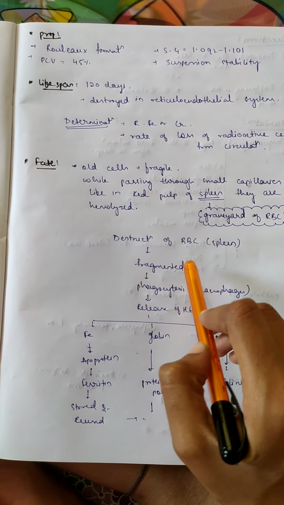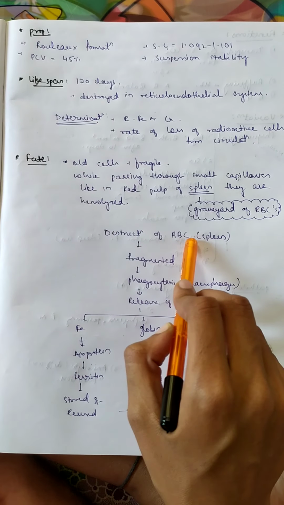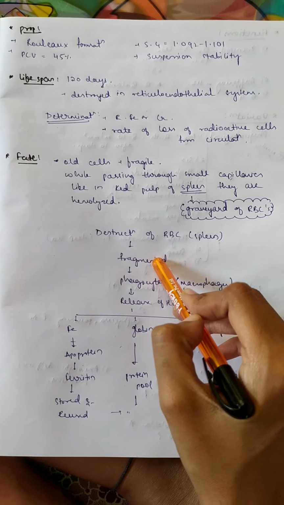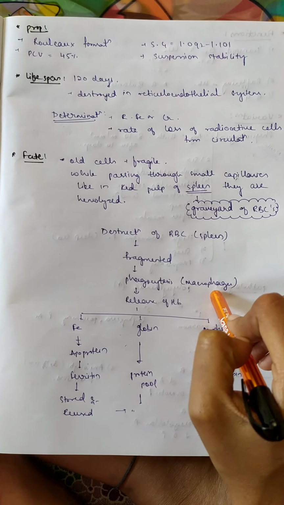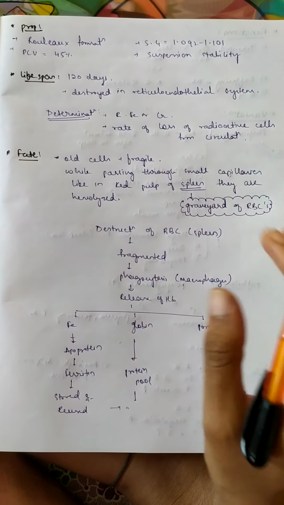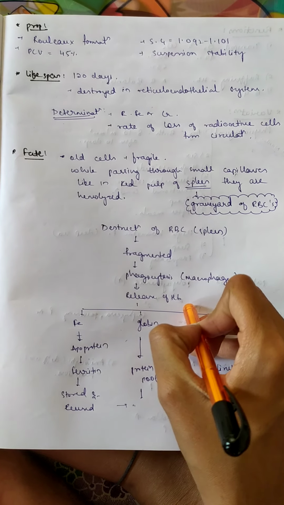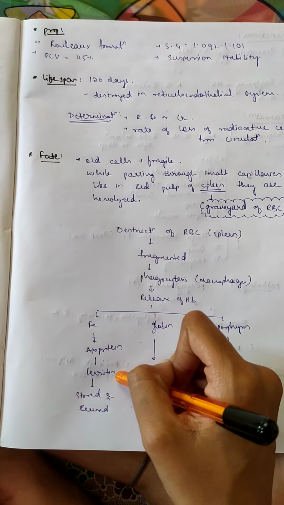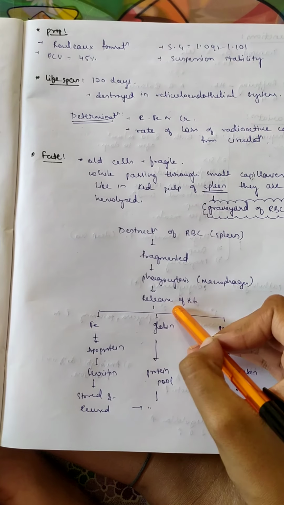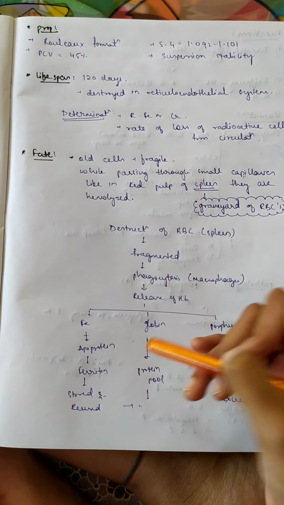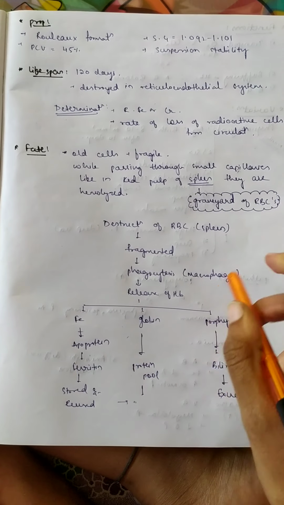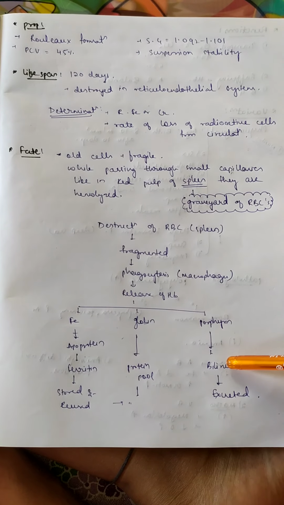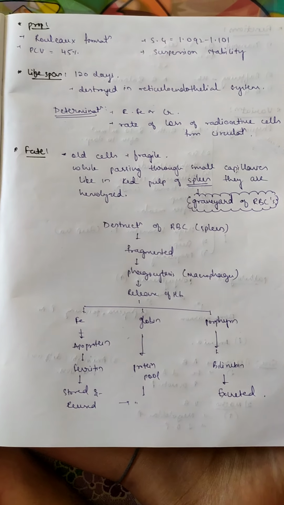Again, a well-known fact. First, there is destruction of RBCs, which is mainly taking place in the spleen. It is fragmented and then it is phagocytosed with the help of macrophages. From these fragments, hemoglobin is released. Hemoglobin has iron, which combines with apoprotein to form ferritin, which is stored and reused. It has globin, which is taken into the protein pool and also stored and reused. The porphyrin present in the hemoglobin gets converted into bilirubin, which is excreted out of the body.